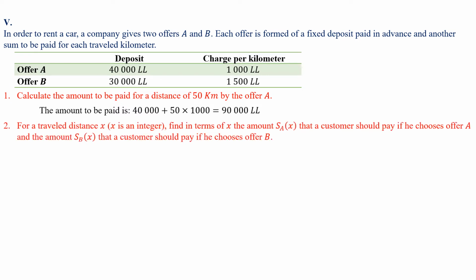In part 2, for a travel distance x, where x is an integer, we have to find in terms of x the amount A of x that a customer should pay if he chooses offer A, and the amount B of x that a customer should pay if he chooses offer B. A of x is equal to 40,000, which is the fixed deposit not related to the travel distance x, plus 1000x, where 1000 is the charge per 1 kilometer multiplied by x, which is the traveled distance. And also B of x is equal to 30,000, which is the fixed deposit, plus 1500x, where 1500 is the charge per 1 kilometer.